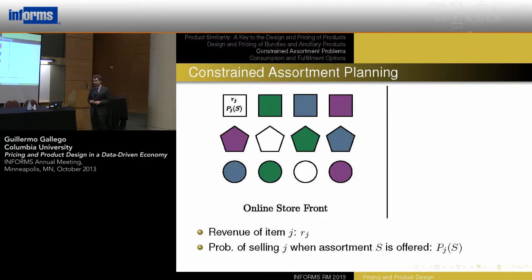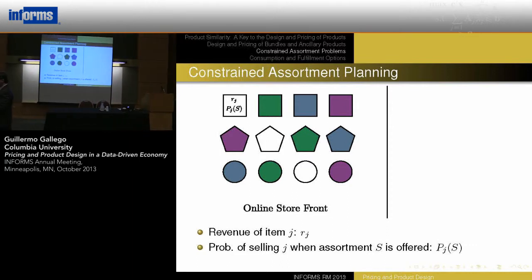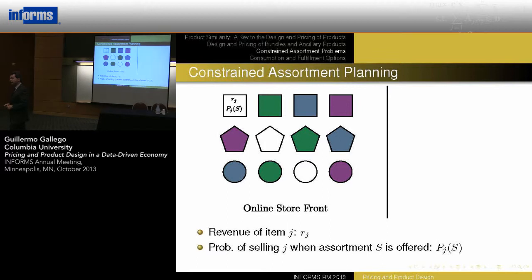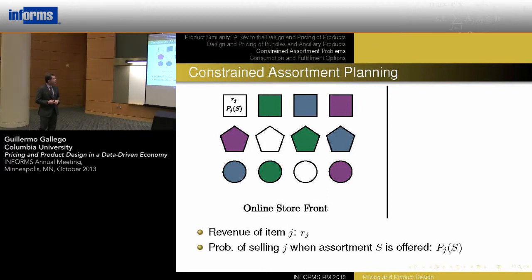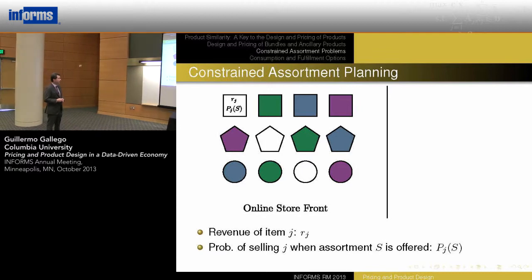Okay, so this is my third topic now. Hope I'm doing okay on time. And this is a little bit more academic, but very interesting to me and potentially very applicable. And this is the issue of constrained assortment planning.